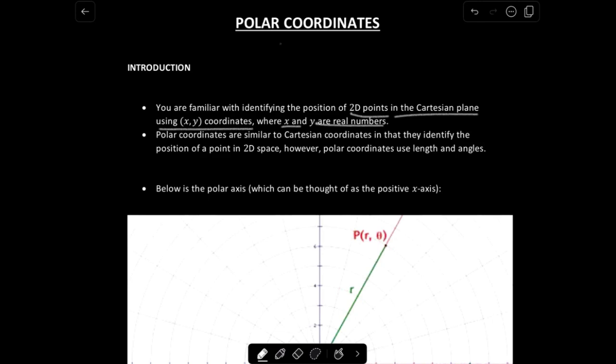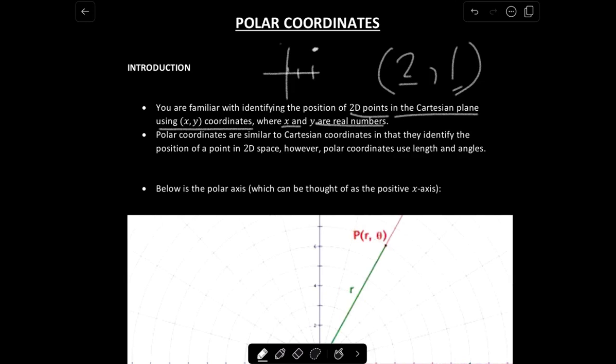So when we use Cartesian coordinates, for example, let's say I give you 2 and 1, you know how to plot this point. You draw a Cartesian plane. You know that 2 represents your x value, so you go 2 units to the right, and then 1 unit up for the y value, and then you'll plot the point 2 and 1.